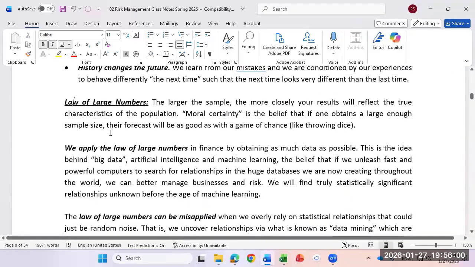And that relates to the law of large numbers. So Bernoulli talked about moral certainty, where you have a large enough sample size that you know exactly what's going on. You have exact precision.